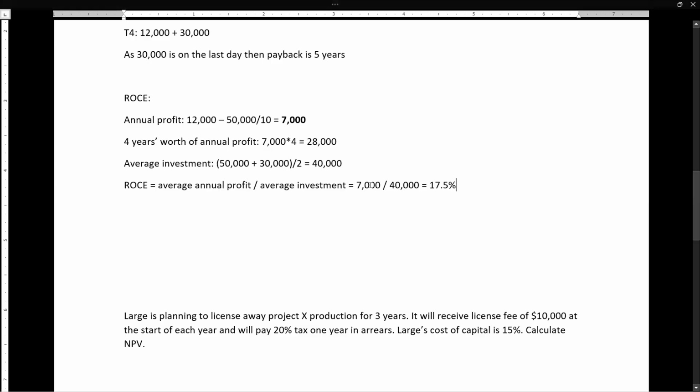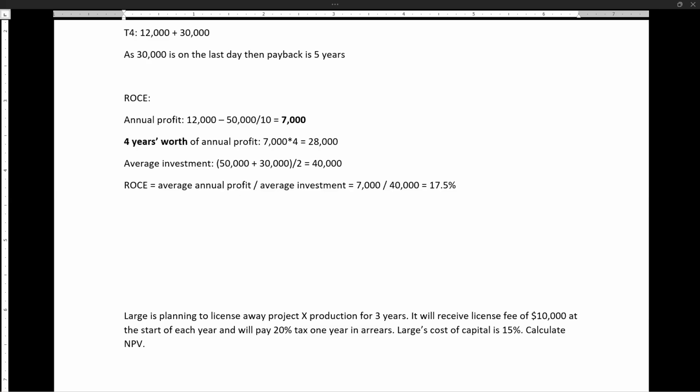Now, a few things I would like to note. Well, first of all, I calculated 4 years worth of annual profit. In this case, we do not really need that because we have this annual profit that is the same. So we do not have this scenario that would tell that at first we earn just a little bit and then we earn more and then we earn less and so on. So that is why we haven't changed anything. We can just take 7.